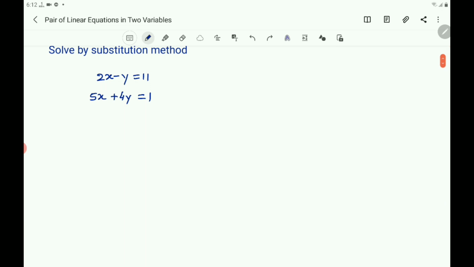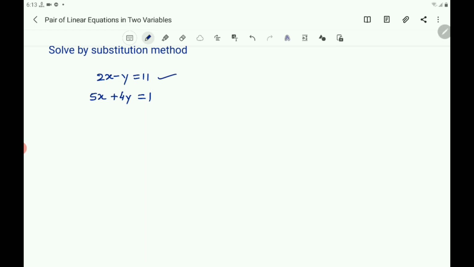Here, what are the steps involved in solving the pair of linear equations in two variables by the substitution method? The first step, what is the first step? Take any one of the equations which is convenient for you and find the value of one variable in terms of the other variable. In the first step, express one variable in terms of the other variable. You select any one of the two equations which is convenient for you.